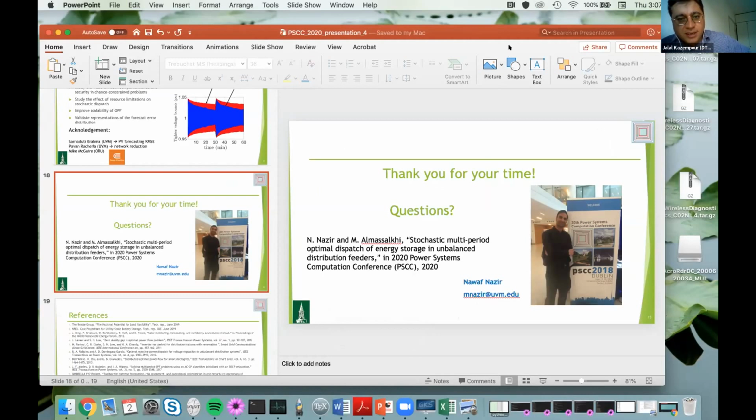Thanks for the presentation. If the SOCP relaxation fails to be exact, how can we rely on the derived solution in terms of the active power injection?